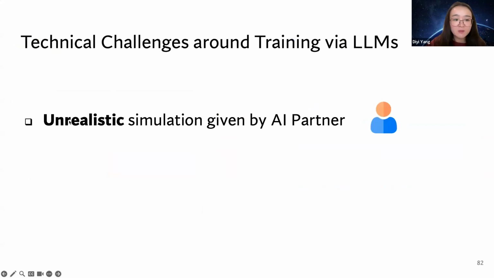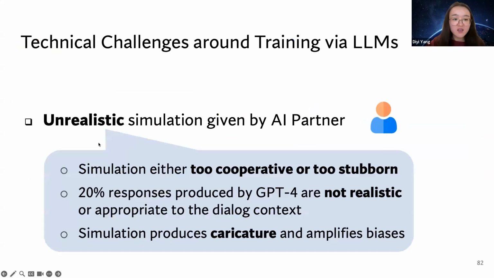From a technical aspect, there are several technical challenges. First, there might be unrealistic simulations. In fact, what we found is that the simulations are either too cooperative or too stubborn, as I showed earlier. And 20% of responses generated by GPT-4 are not realistic or appropriate. The simulation might also produce caricatures that amplify biases here.